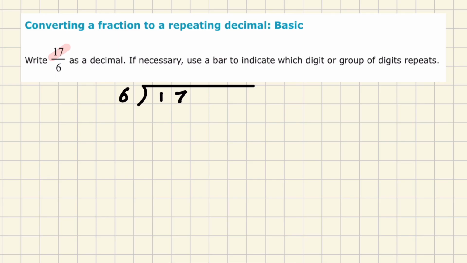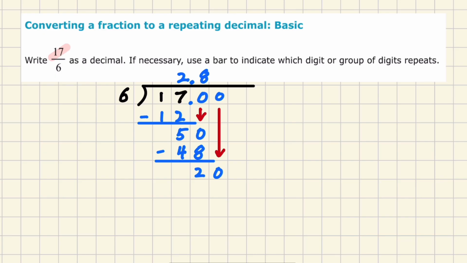6 does go into 17 2 times. 2 times 6 is 12. Subtracting gives me 5. And I need to continue the long division. But since there's no decimal, I can still introduce a decimal and start adding zeros. And that decimal will be in the same place above. We can now bring this new 0 down. And 6 goes into 50 8 times. 8 times 6 is 48. Subtracting gives me 2. I can add another 0.